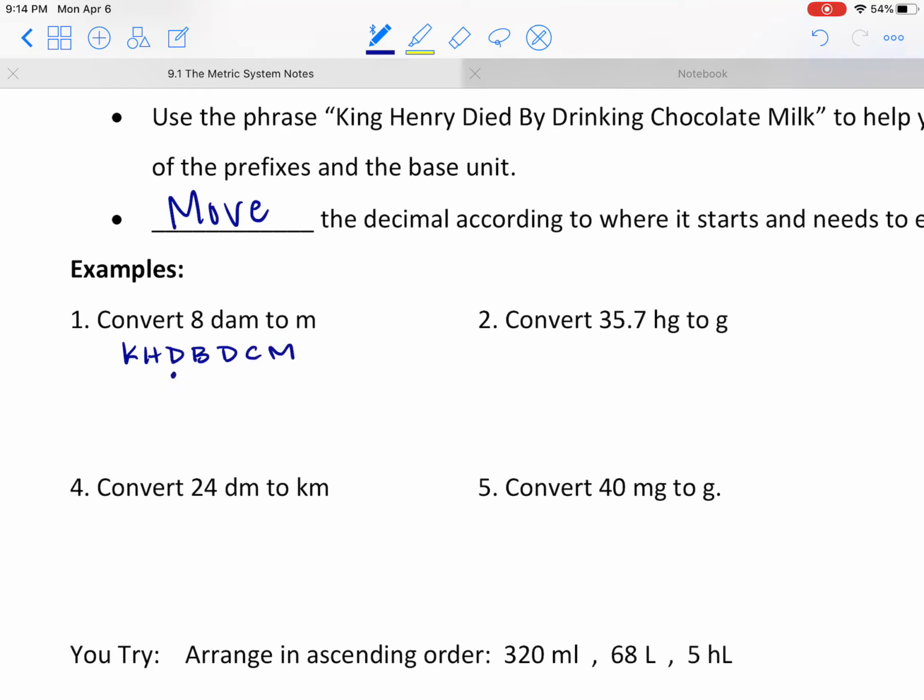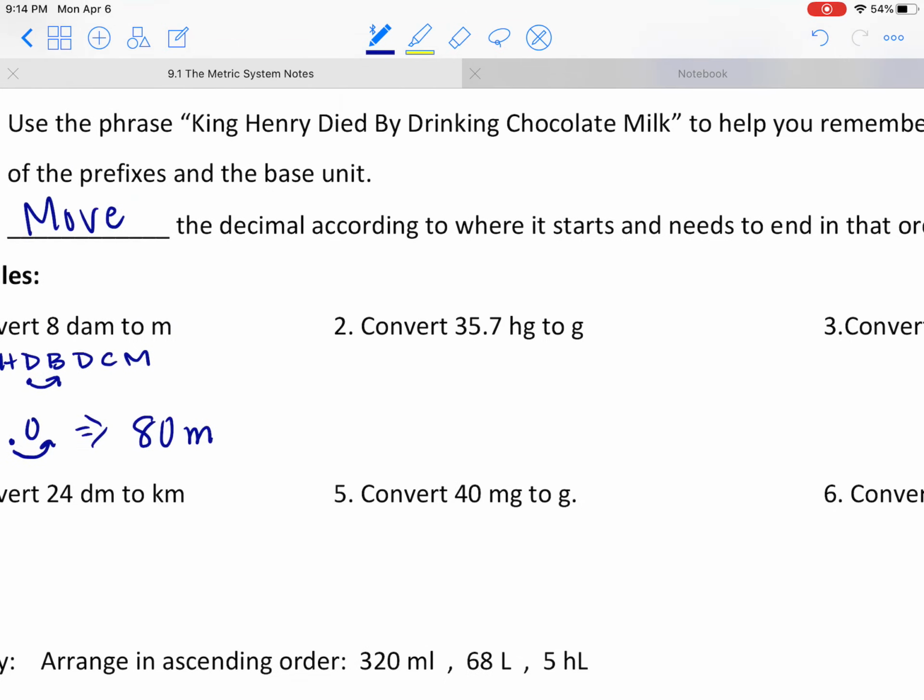So, 8 decameters to meters. Okay, let me write this out. King Henry died by drinking chocolate milk. So I'm starting at decameters, and I want to get to meters, which is the base. That's just one move to the right. So I have to take my 8 and move the decimal 1 time to the right, which means I'm looking at 80 meters. Okay?